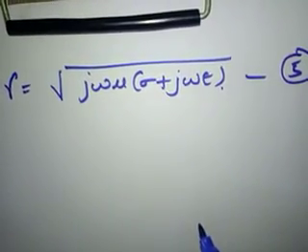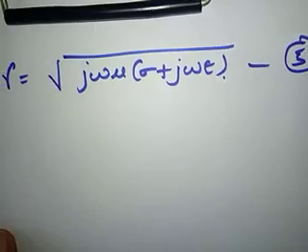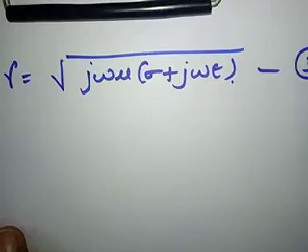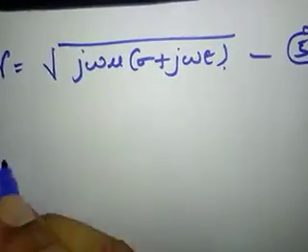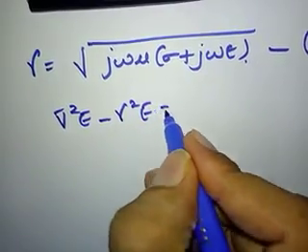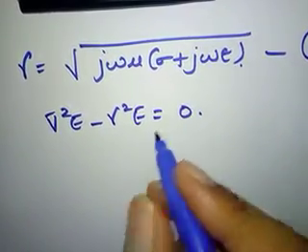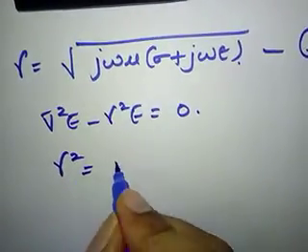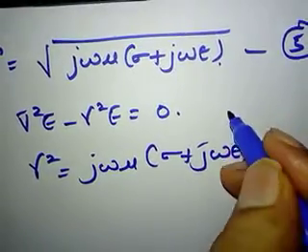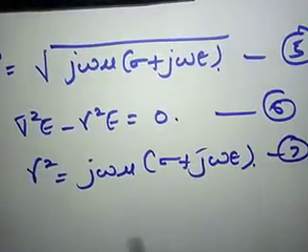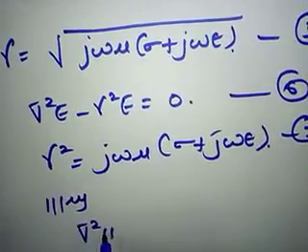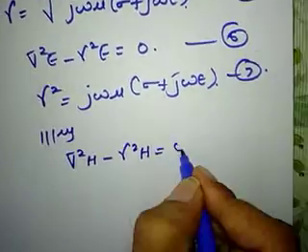Next, students, we have written this in the form of del square E from the previous equations. So it will be del square E minus gamma square E equal to 0. Gamma square is j omega mu into sigma plus j omega epsilon. For the H field similarly I can write del square H minus gamma square H is equal to 0.